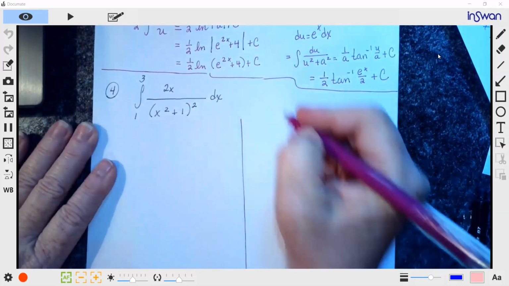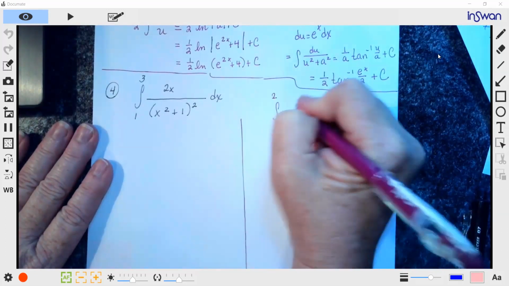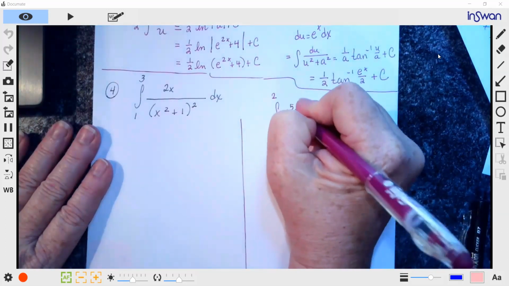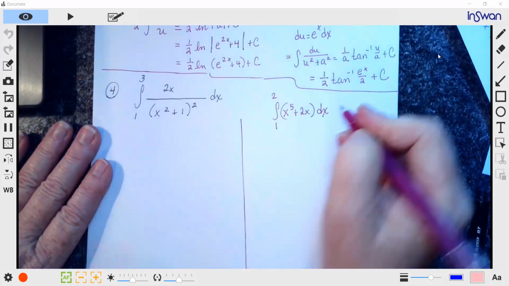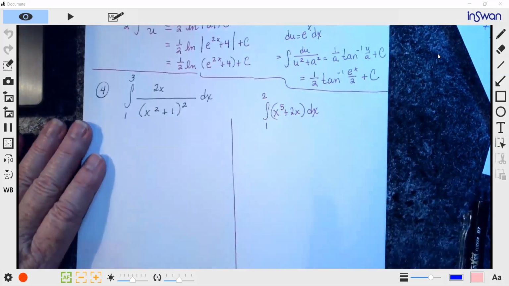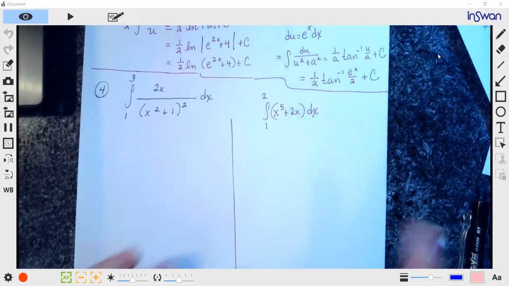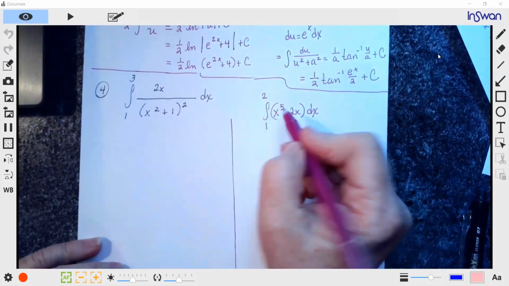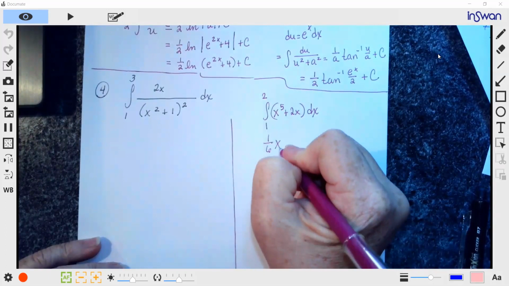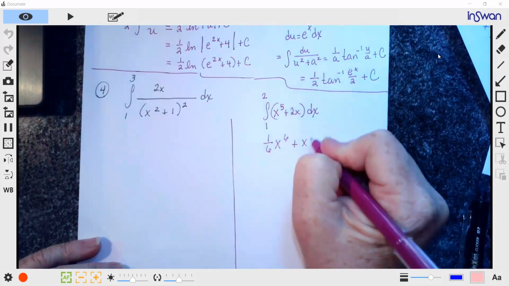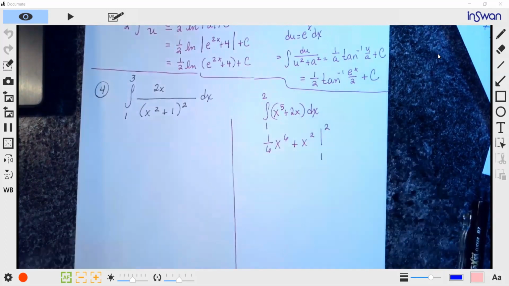But let's just do one of these and go through the definite integral part. Let me do a really quick one first. Okay, so what if we had the integral from 1 to 2 of x to the 5th plus 2x dx? Remember, for definite integrals, we're just going to ignore that for just a moment. We're going to do the indefinite integral part, which would be 1/6 x to the 6th plus x squared, and we're going to integrate that from 1 to 2.